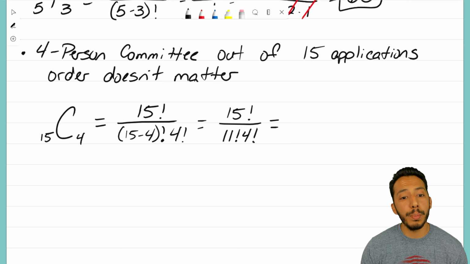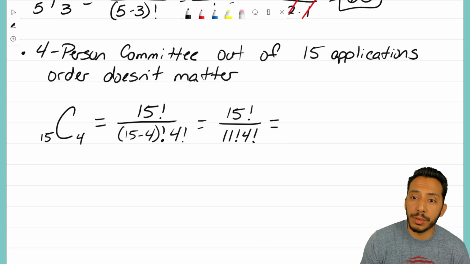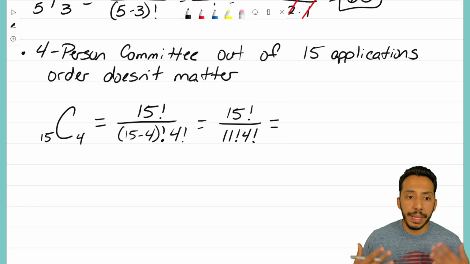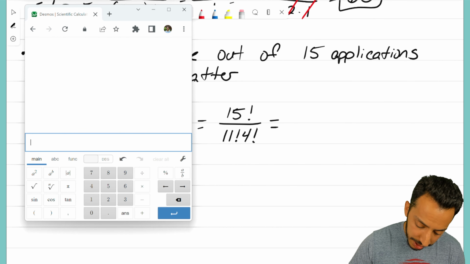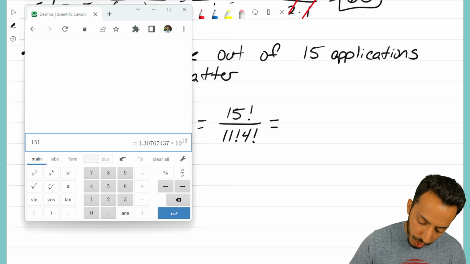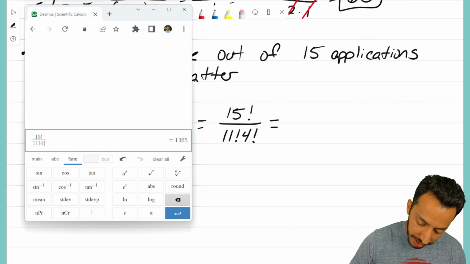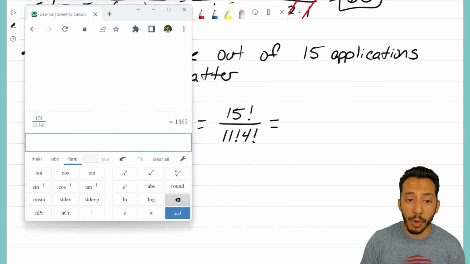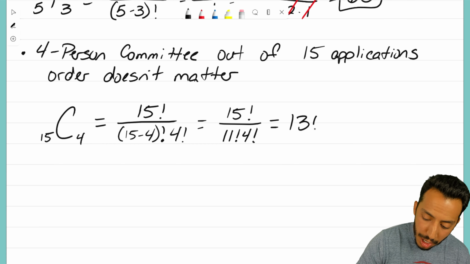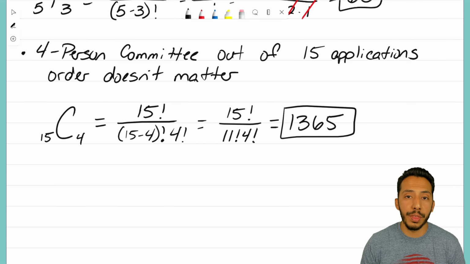Again, we could solve this out by hand, or we could just use our calculator to help us solve this out. We can always use a calculator because that's the option we have. I can do it a couple of ways. I can type in just the factorial fraction. So I could do that right here, 15 factorial divided by 11 factorial times 4 factorial. And I see that out of those 15 applicants, I'm picking 4 to make a 4-person committee. There's 1,365 ways of choosing those students.